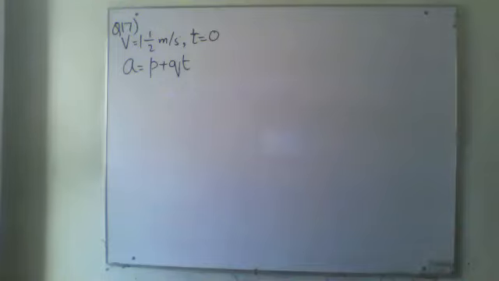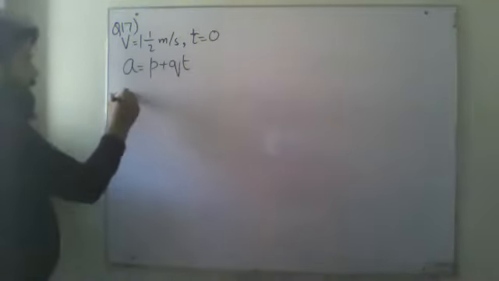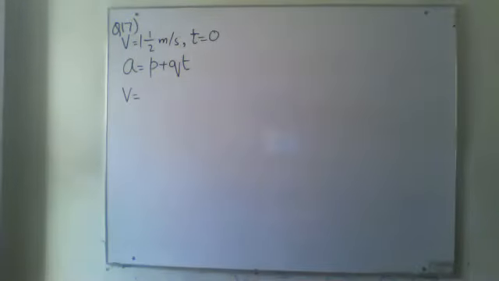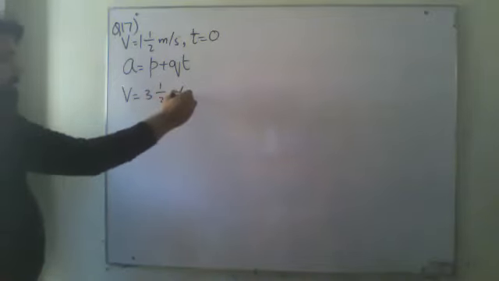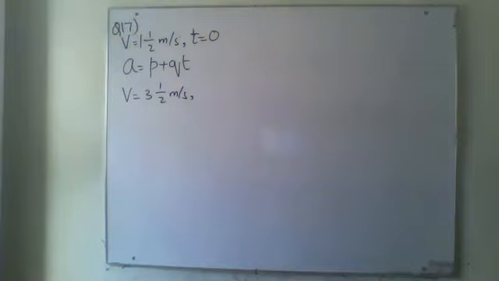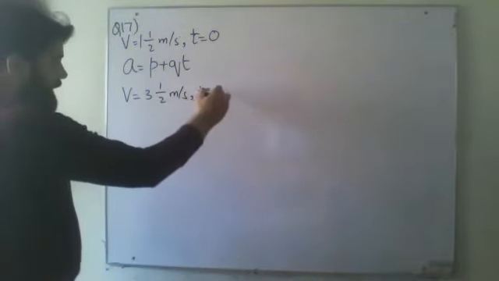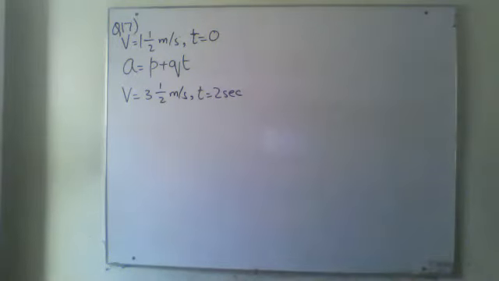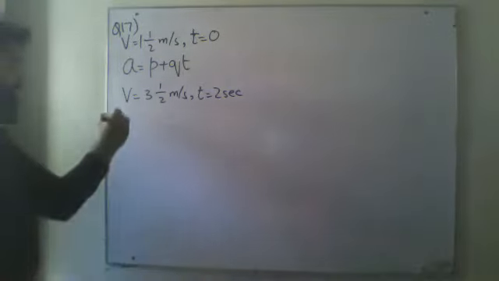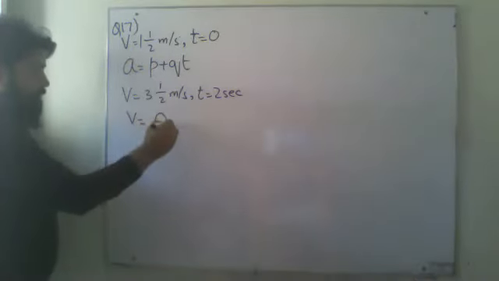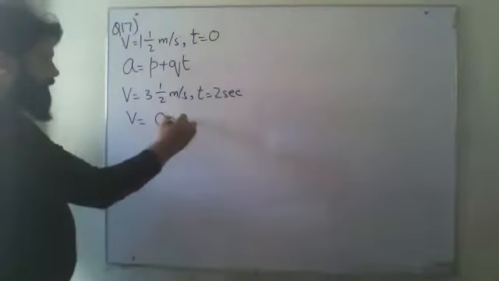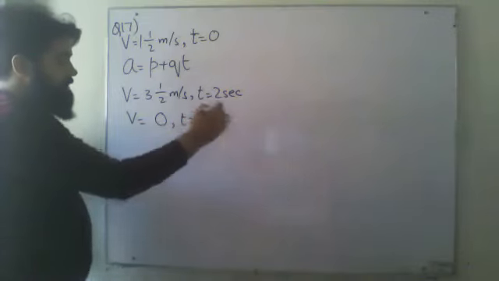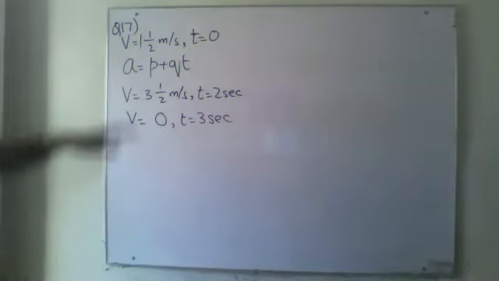Now, they are giving us some more information. They are telling us that the velocity is 3 1/2 meters per second when time is 2 seconds, and the body comes to rest when time is 3 seconds. So three pieces of information are given to me.